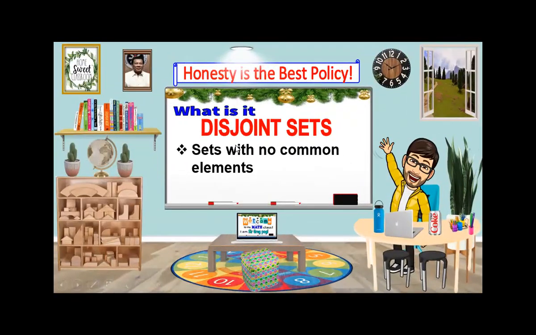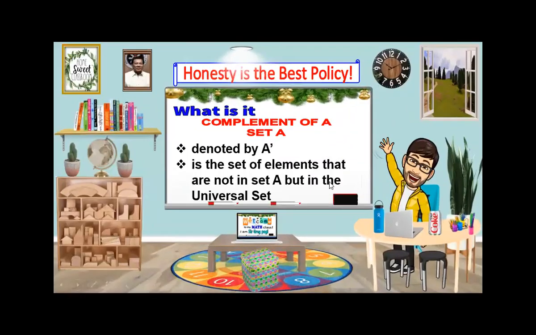Then, disjoint sets. Pag dinabing disjoint sets, sets with no common elements. So, ibig sabihin, wala silang magkatulad na elements. Tama? Kaya wala silang intersection, magkahiwalay. Magkahiwalay sila, they are not meant for each other. Okay? Hindi sila nakatakda para sa isa't isa. Hindi sila nakatadhana para sa isa't isa. Okay?